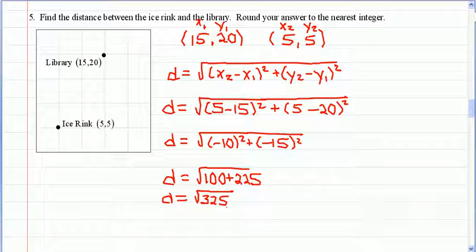Now for this problem, I don't have to simplify the radical because the directions say to round to the nearest integer. So in my calculator, I'm going to take the square root of 325, and the decimal that I see is 18.0278. Rounded to the nearest integer, I have a 0 in the tenths place, so it's just 18.